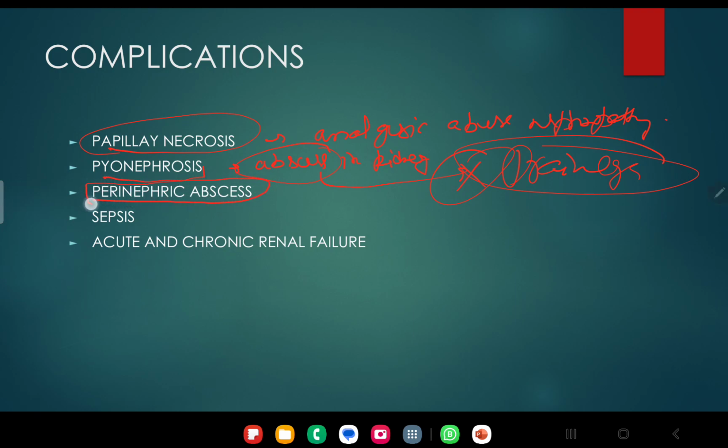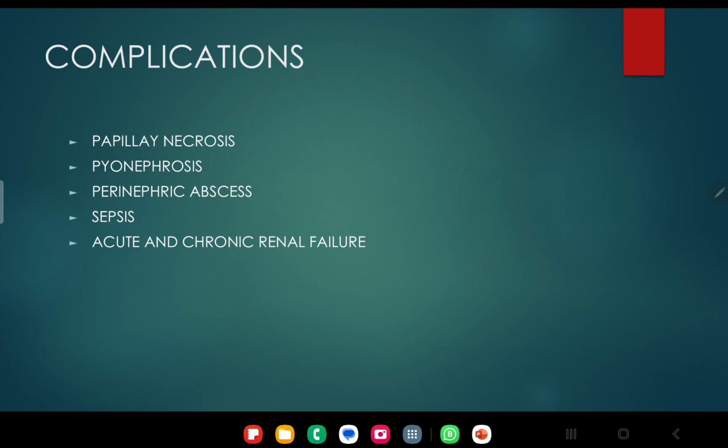Then we have perinephric abscess, where the abscess present in the kidney may extend through the capsule of the kidney into the perinephric tissue and form a perinephric abscess. So we finish with the complications of acute pyelonephritis. We have already understood the definition of acute pyelonephritis, the clinical picture, the complications, and the risk factors.